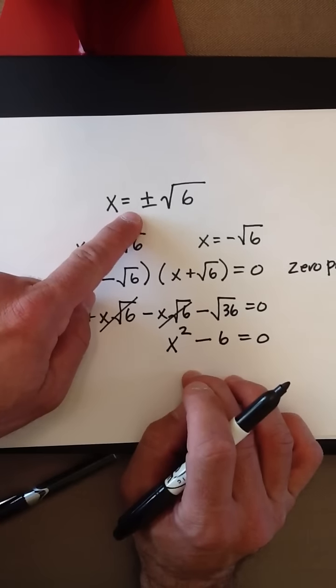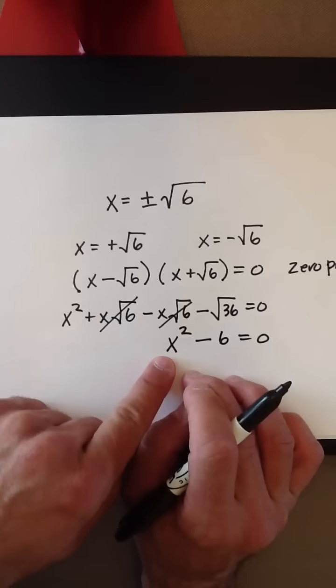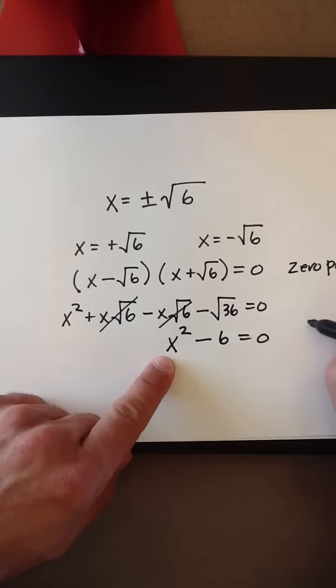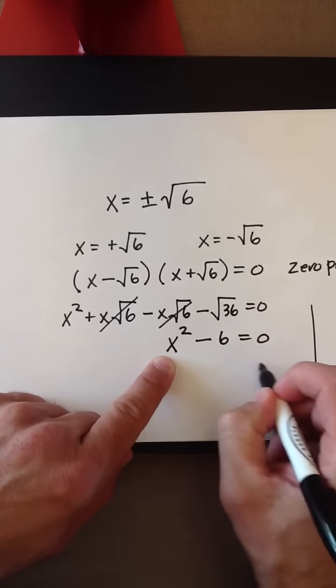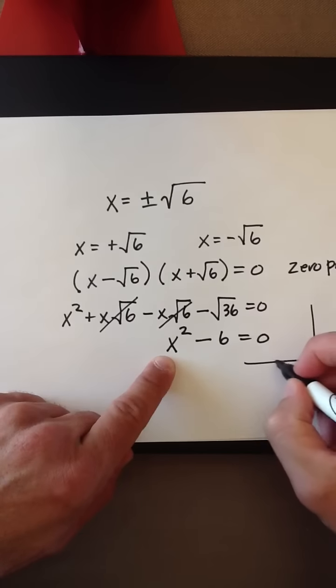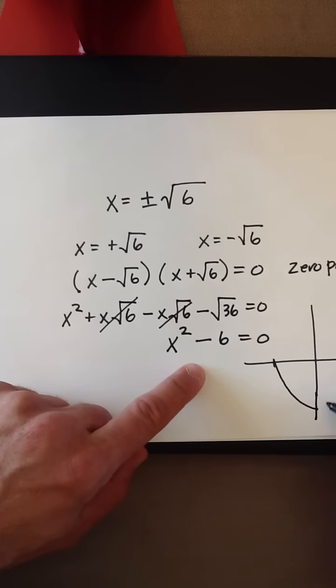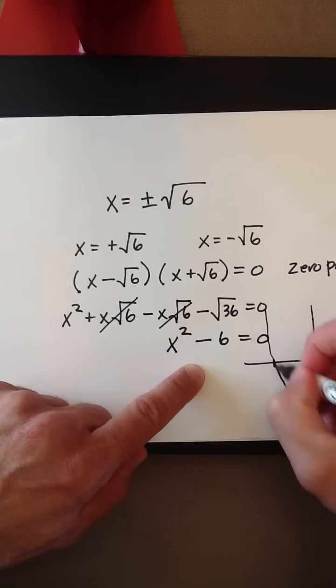Now, think about this for just a second. What kind of a parabola is this? This would be a parabola that crossed down here at negative radical 6 and here at radical 6, but the vertex on this particular one is right at -6. It'd be like right down the middle. Okay?